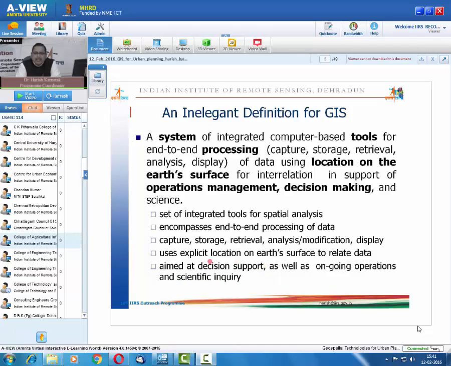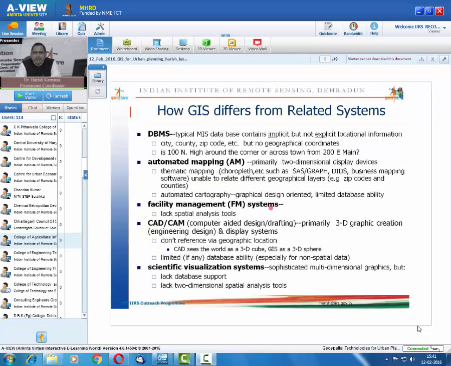When we say decision support, GIS is not a complete decision support system, but it provides the tools for a decision support system, which is designed to support management in prioritizing the available alternatives in your study area. If you compare this technology with some of the existing related systems like database management systems, automated mapping, facility management, CAD/CAM or scientific visualization, there will be a slight difference between GIS and these technologies.